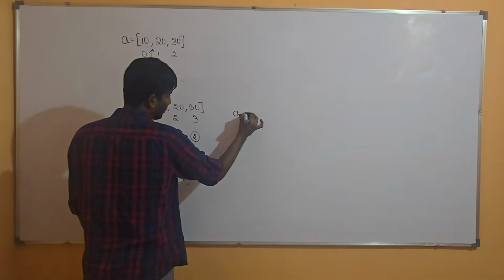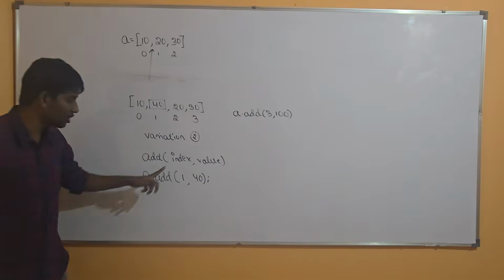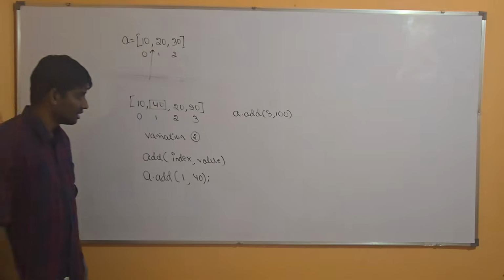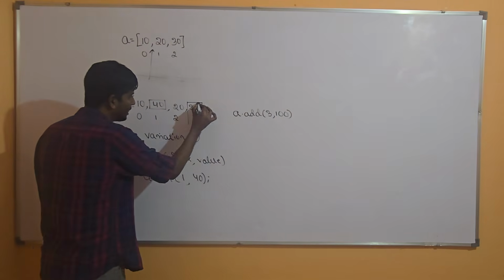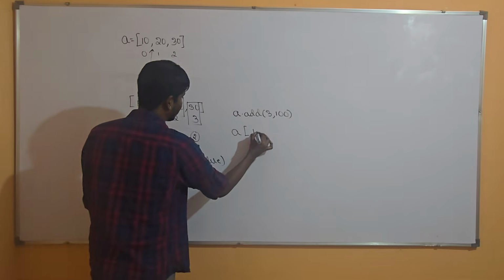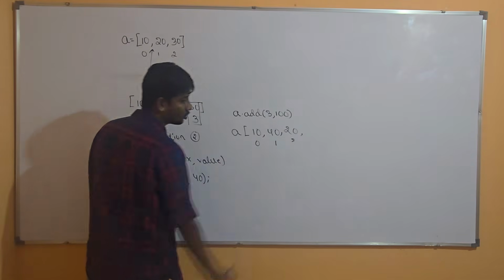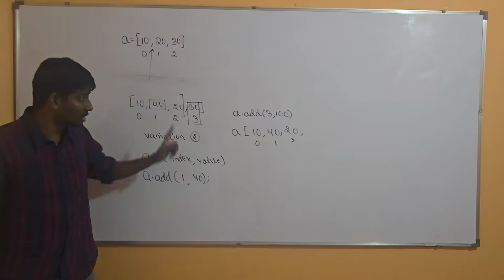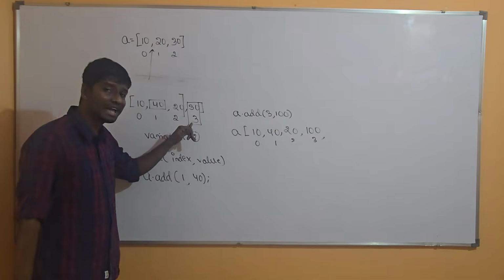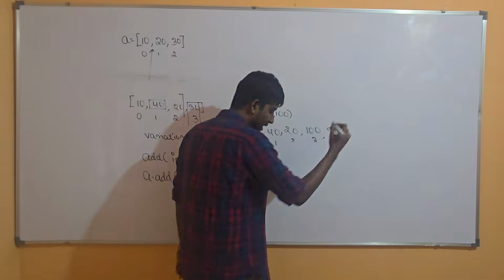If I write a dot add of 3 comma 100, second variation, 3 is the index, 100 is the value. Now what happens, my friends? 3 is already taken, yes or no? Yes, 3 is already taken by 30. So all the previous values will be untouched. That is, A is still looking like 10, 40, 20 because up till index number 0, 1, 2 there is no problem. But 3 is already taken. So now 3 will be given to the number 100. Then all the previous values that were there from 3 are pushed one step forward. So now 30 will be relocated to index number 4.